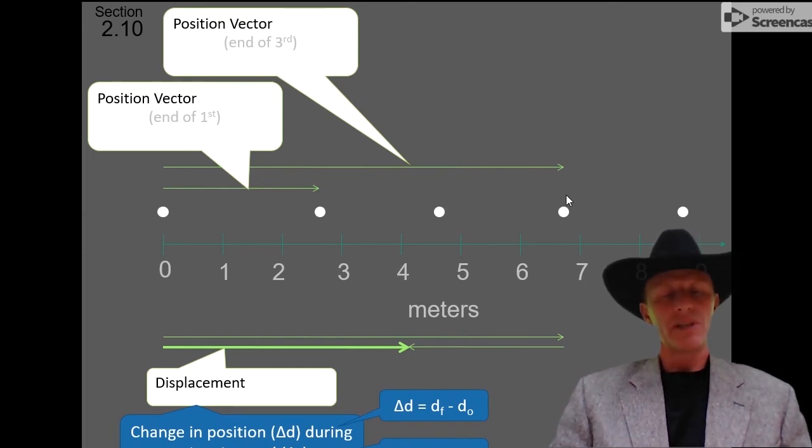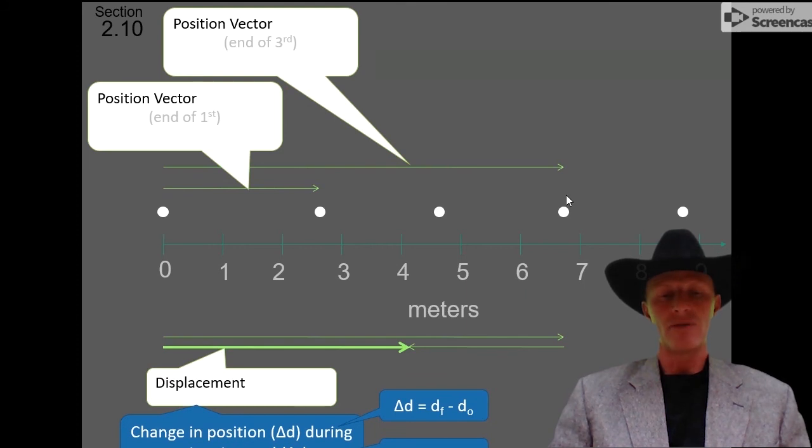Now displacement is defined to be delta d. That delta is your change in position. The d_f in that formula is your final position, minus d_o. That subscript o, for original, is your original position. So when you subtract the final position minus the original position, we find the displacement, coded as delta d.